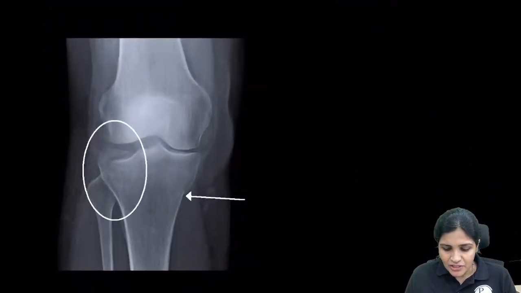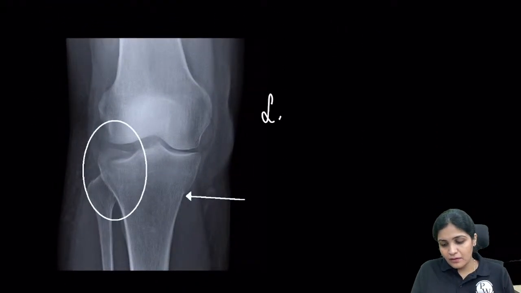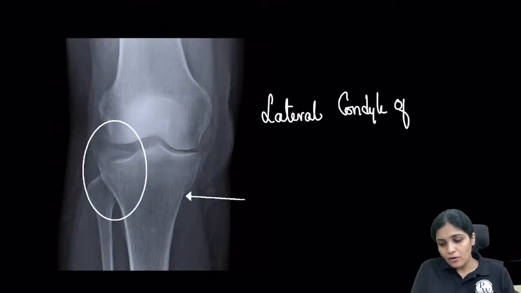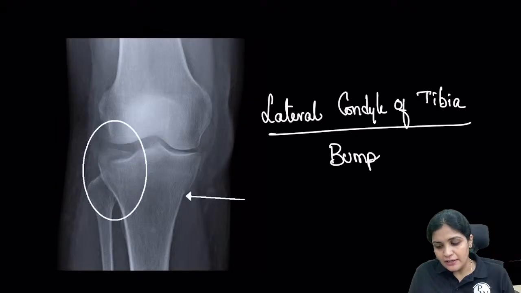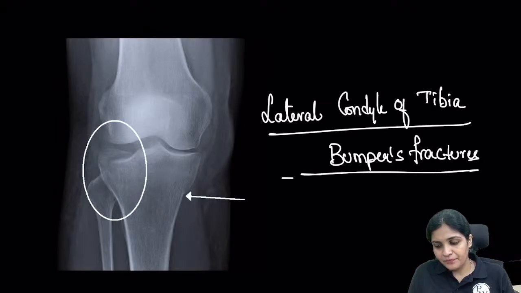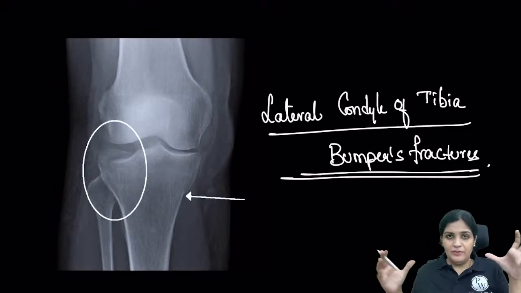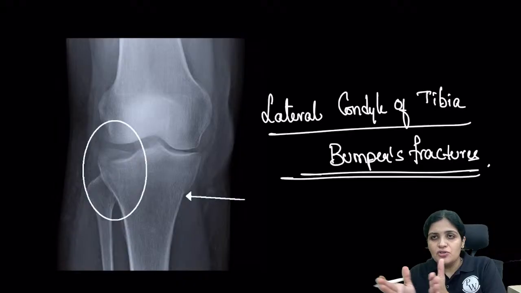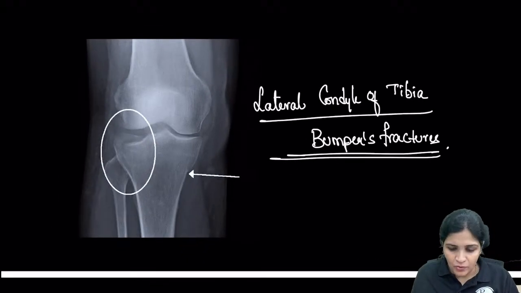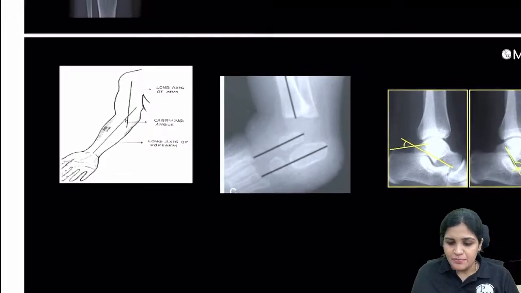And what is this fracture? Lateral condyle of which bone? Tibia. What is this fracture called? The name given is bumper's fracture. Usually the bumper hits on the lateral side, right? On the medial side it is usually protected by the other leg. On the lateral side they usually come and dash. So this is called the bumper's fracture, lateral condylar tibia.